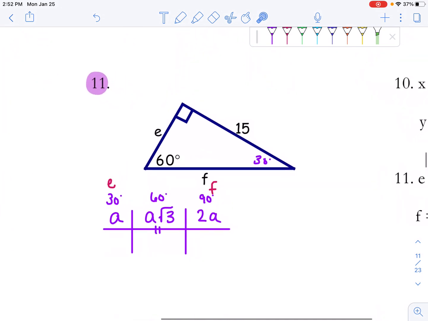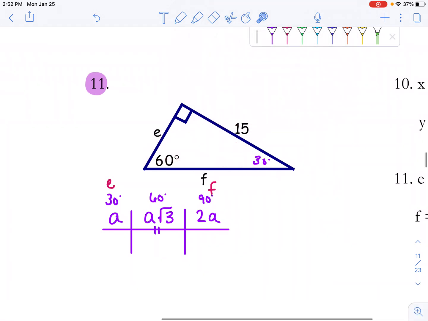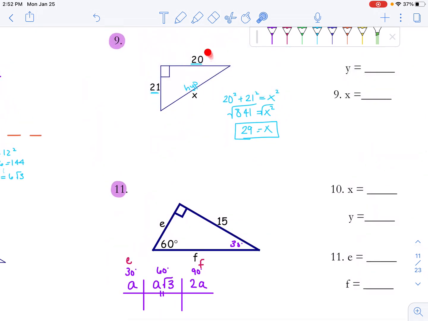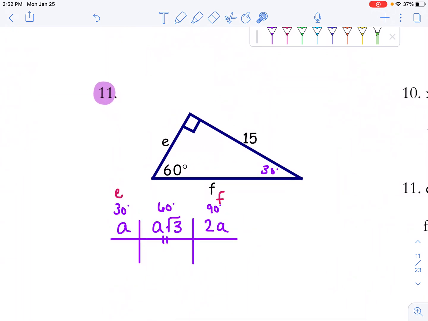Okay, let's take a look at number 11 here. So we have a right triangle here. This time there's only one side length given to us. Like in number 9, we had 2 side lengths, so we could do the Pythagorean theorem. In number 11, we only know one of the side lengths, so we can't use the Pythagorean theorem. We have to use a different method.